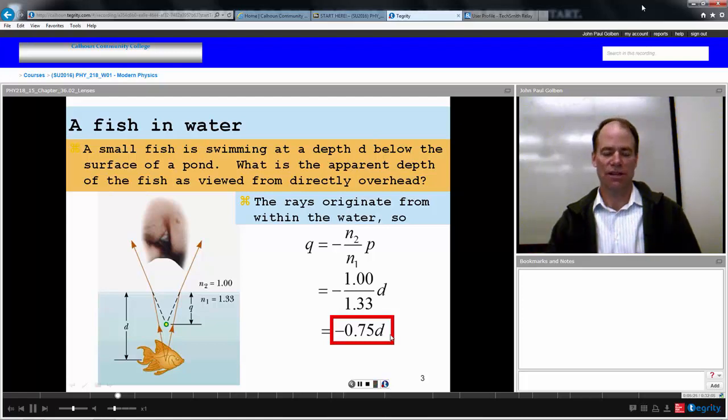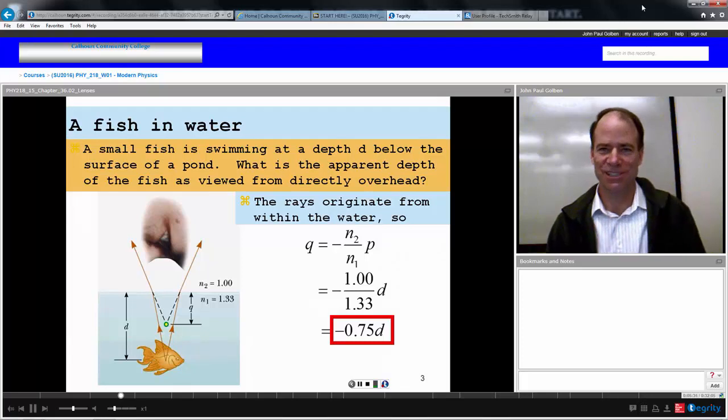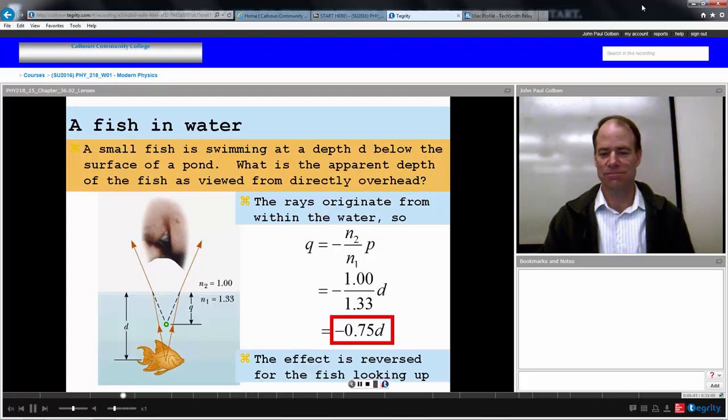So if you're looking at this fish in the water, the fish is going to appear like it's 25% closer to the surface of the water than it actually is. And so if you try to reach down to try to grab the fish, you're very likely to miss it.